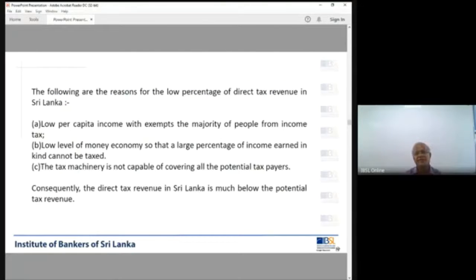The following are the reasons for the low percentage of direct taxes. Excuse me. Please read this.